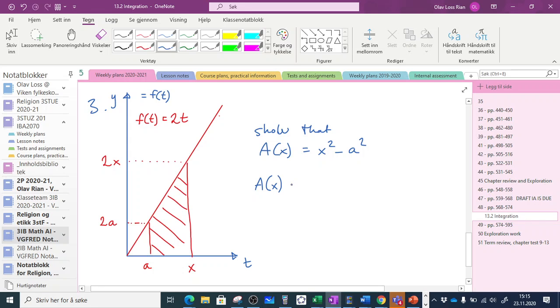Area of a trapeze, that was the length multiplied with h1 plus h2 divided by 2. So the length here is going to be x minus a, just as before. And the heights are slightly different. So the first height is 2a, and the second one is 2x, and we divide by 2.